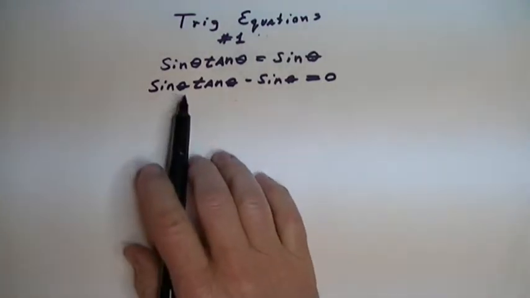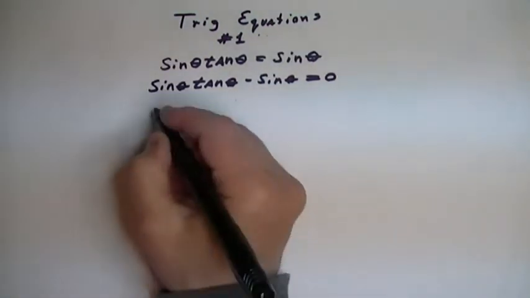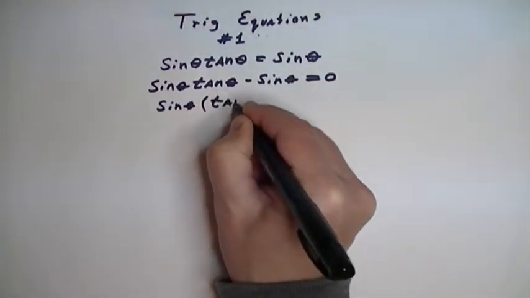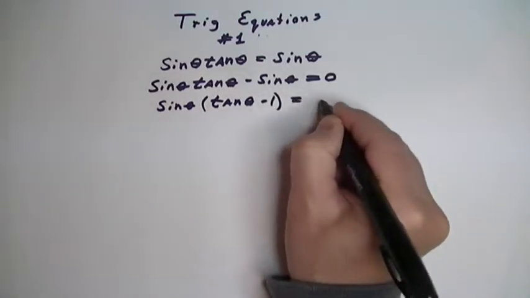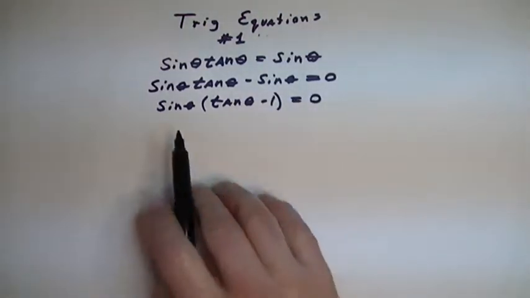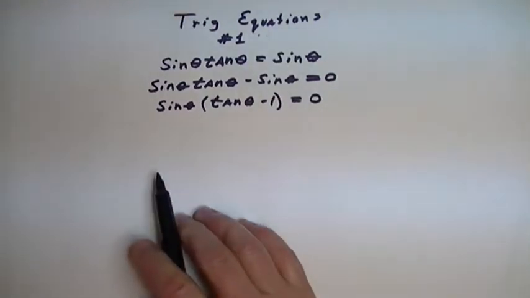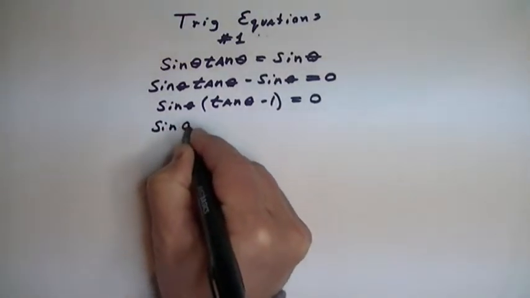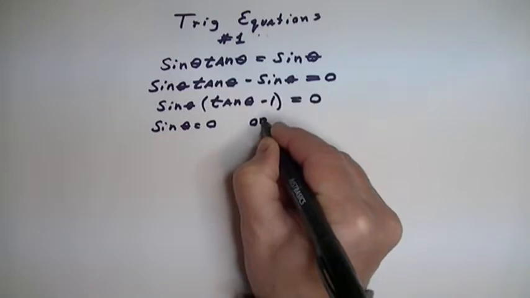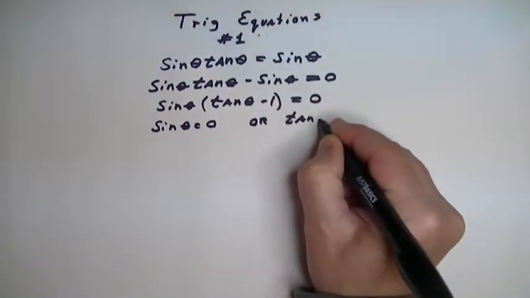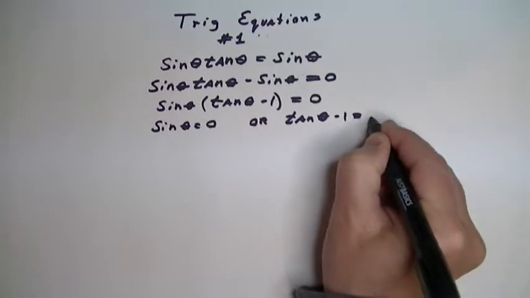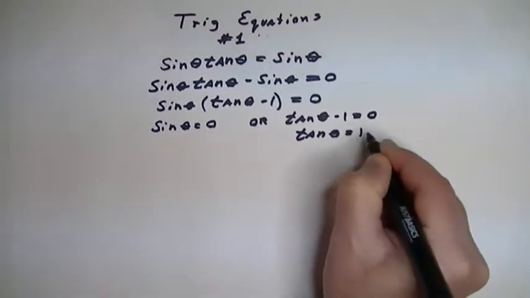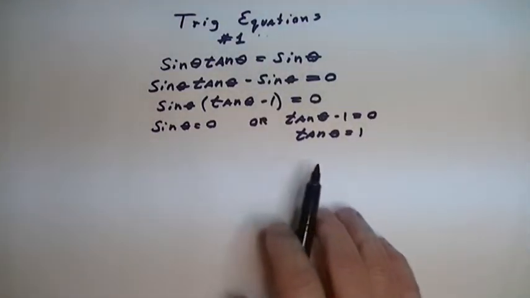Okay, simple enough. Now I have a common factor here and here. I'm going to factor those out. So sine theta times tangent theta minus 1 is equal to 0. Two factors equal 0. That means that one or the other must be 0, so we can use the zero product property. And either the sine of theta is 0 or tangent of theta minus 1 is 0, which just implies that tangent of theta is equal to 1. So we're going to have one of these two conditions.